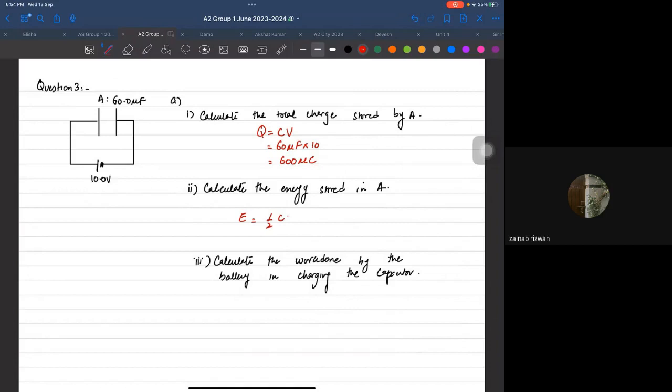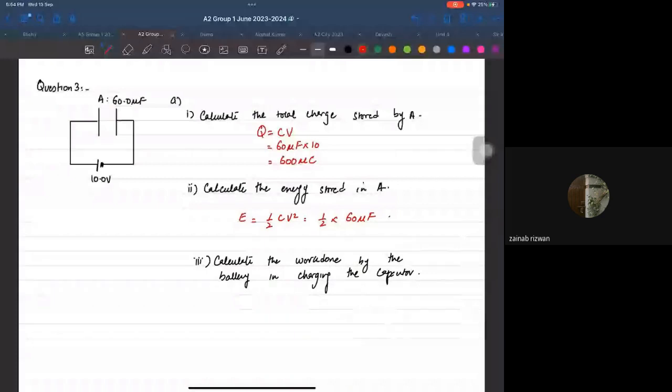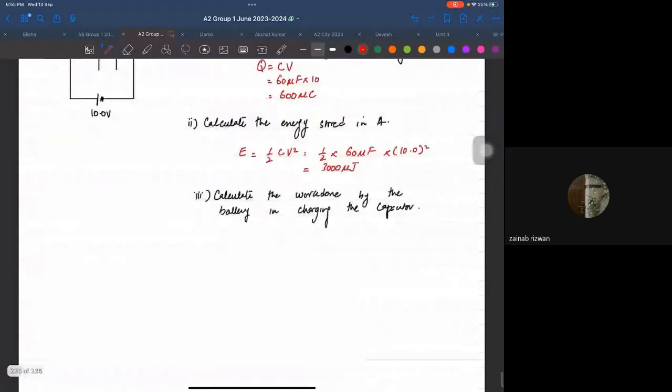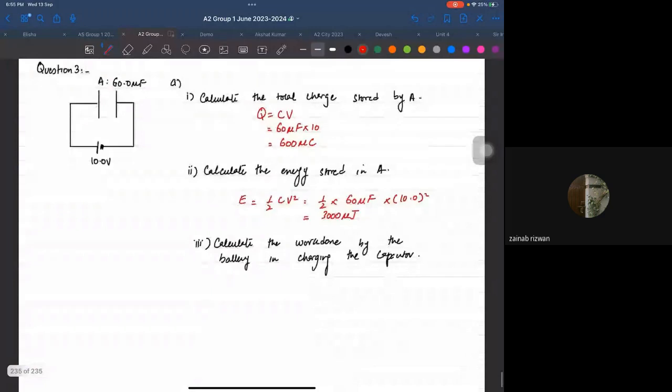That's half times 60 microfarad times 10.0 whole squared. So that's going to be 3000 microjoules. Okay, that's good. And what about the last one?